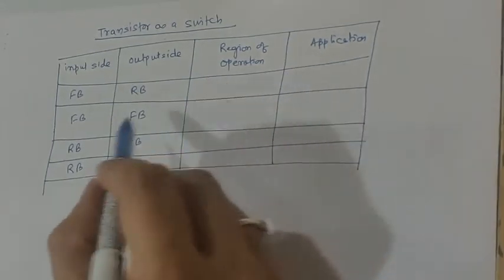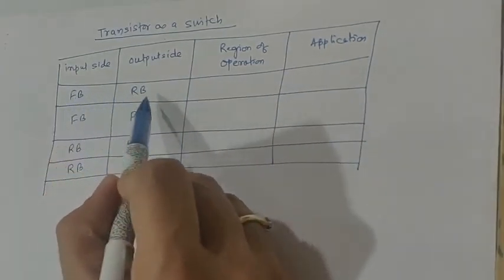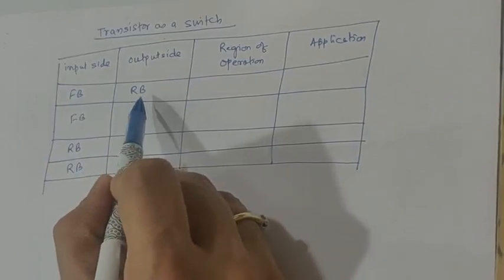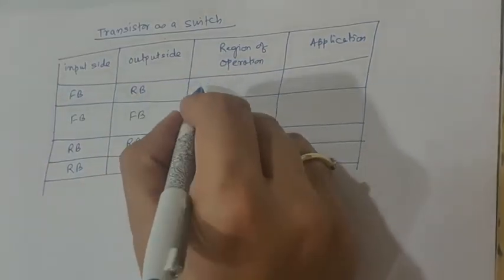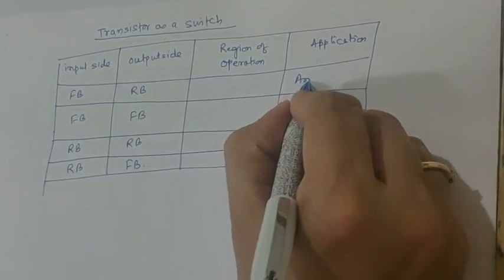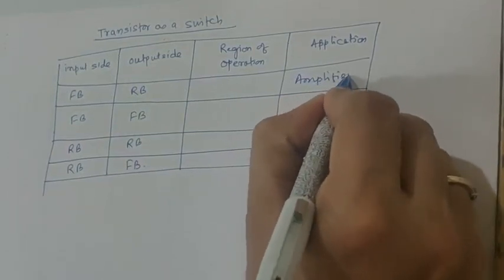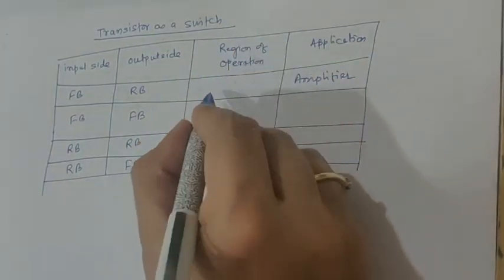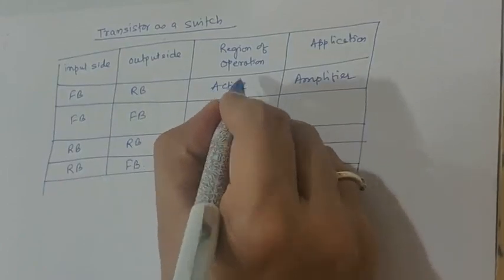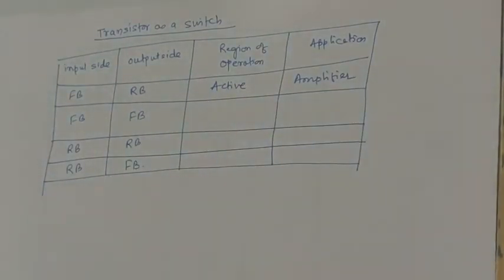So remember, when the input side is forward bias and the output side is reverse bias, the transistor acts as an amplifier, and the region of operation is called the active region.